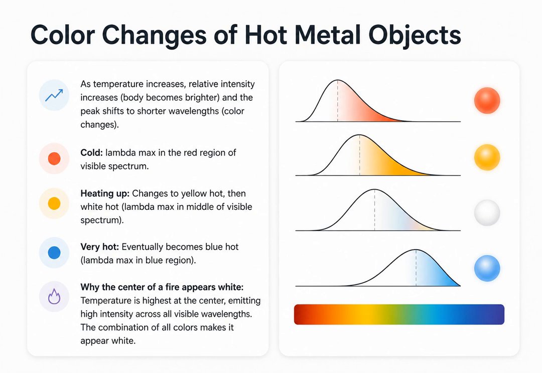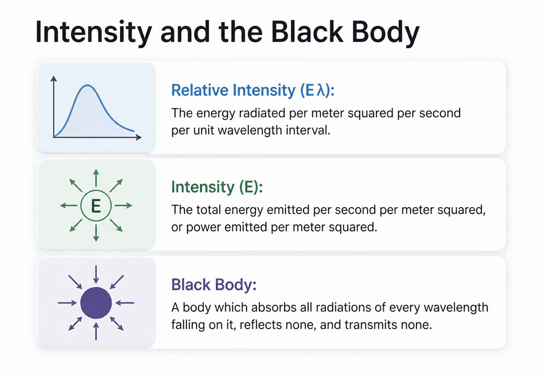This is also why the center of a fire appears white. It's the hottest part, emitting intense radiation across all visible wavelengths simultaneously, which our eyes perceive as white light. To be precise with our terminology going forward, relative intensity refers to the energy radiated per square meter per second for a specific tiny slice of wavelength. Total intensity, on the other hand, is the total energy emitted per second per square meter across all wavelengths combined.